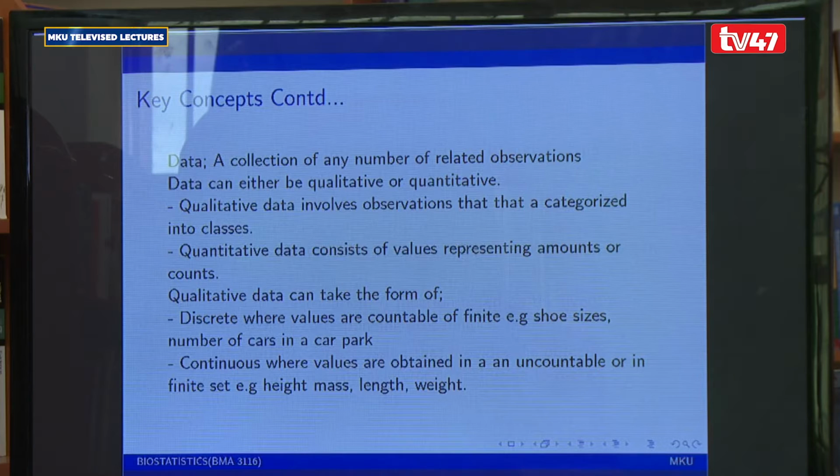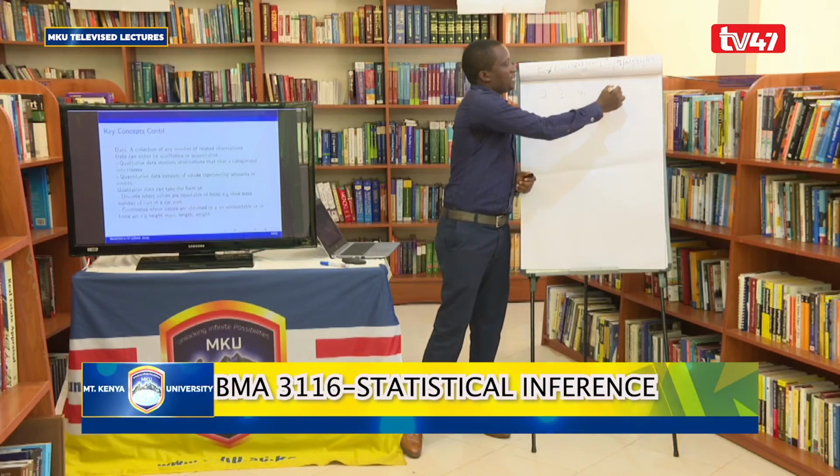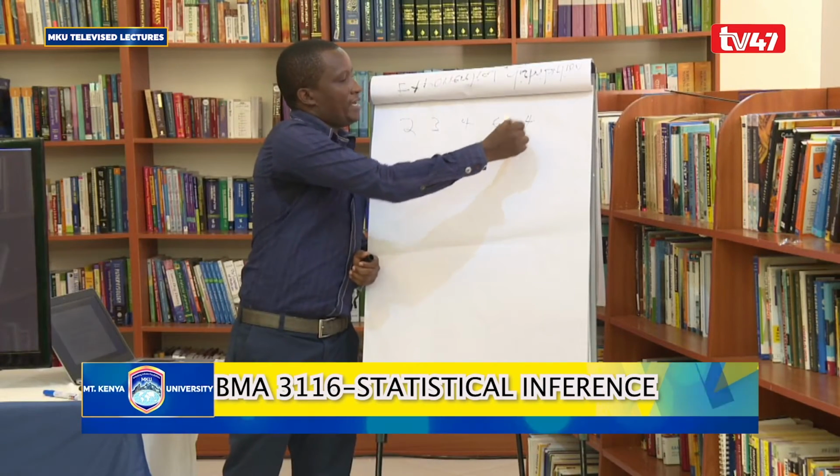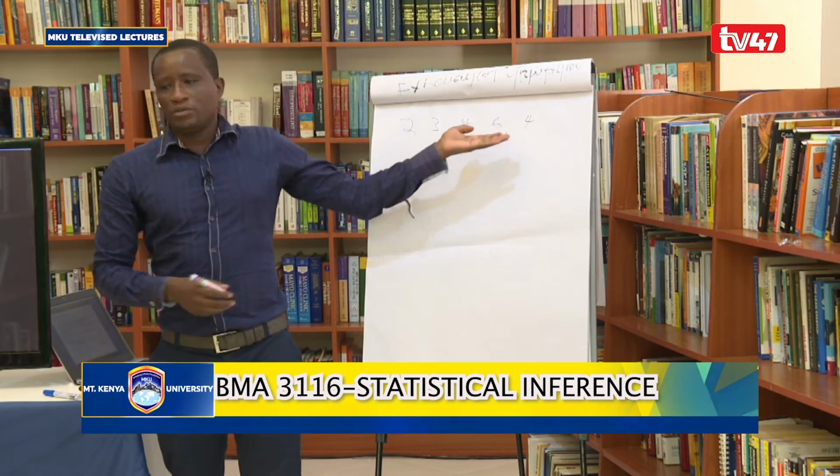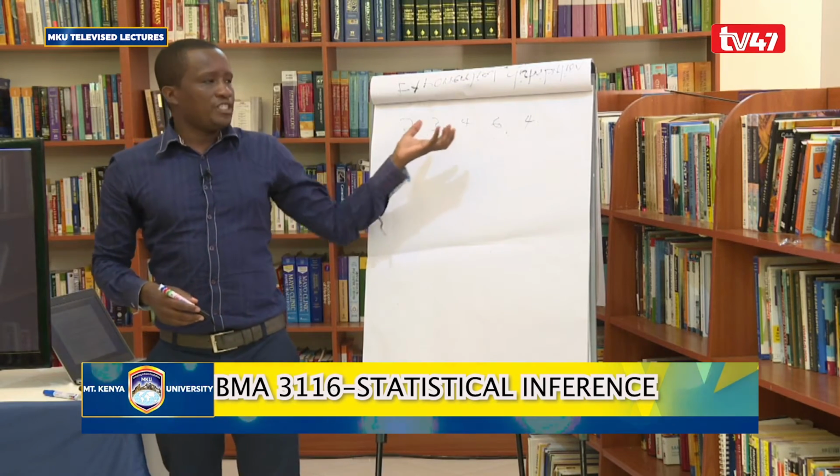Now, another thing we have to look at is data. We will be analyzing data as statisticians, because once you go to the field, you have to collect data. This data is just defined as raw facts. And statistics involves converting these raw facts into what we call information. If you're just given values 2, 3, 4, 6, and say 4 again, and you're told nothing about these values, then these are just raw facts.